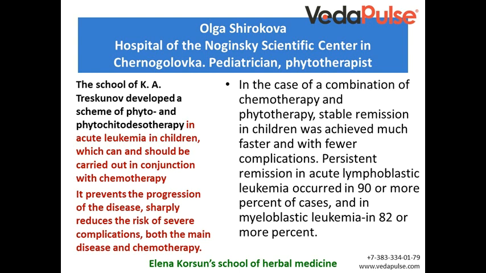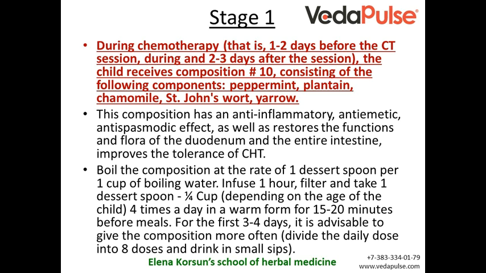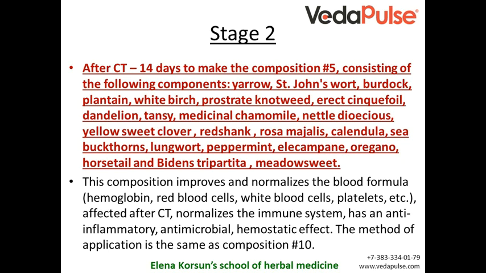Also in chemotherapy, there is prescribed a small herbal composition consisting of peppermint, plantain, chamomile, St. John's wort, yarrow. The intake is for 7 days. Those simple plants help to prevent inflammatory processes going on in the GIT, painful sensations, vomiting, diarrhea, and they have detoxifying and regenerating effects. After that, at stage two, the composition number 5 by Karp Triskunov is prescribed. You can find the detailed description of lists and recipes in his books.